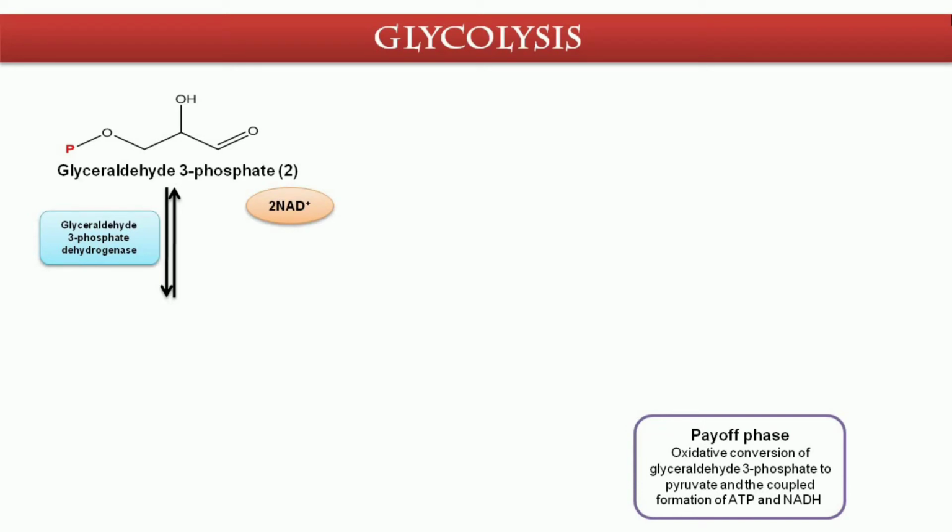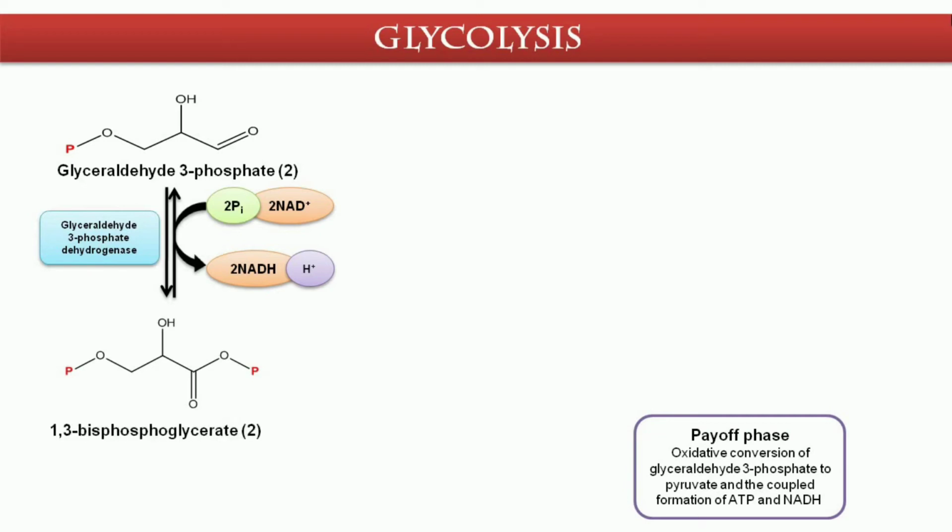the oxidation and phosphorylation step begins. 2 NAD+ form 2 NADH and H+. And the next product which is formed is 1,3-bisphosphoglycerate, which is again 2 molecules.